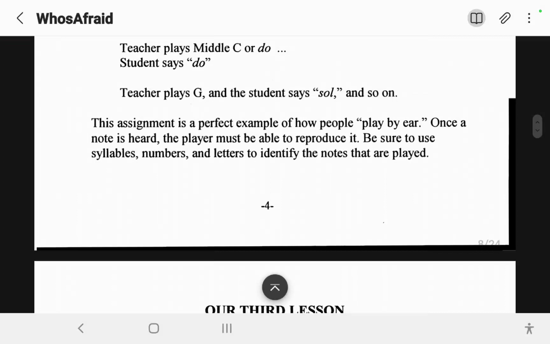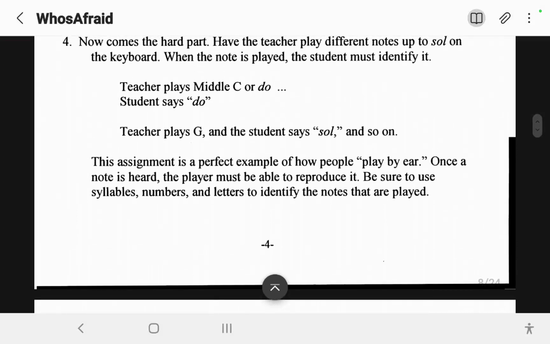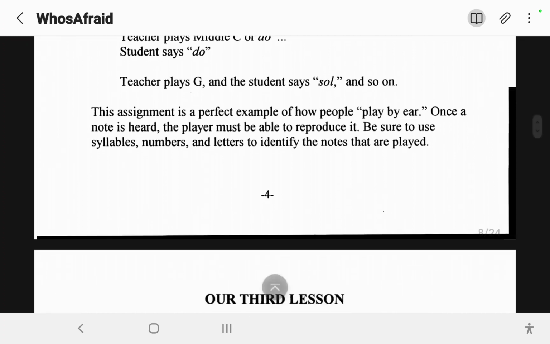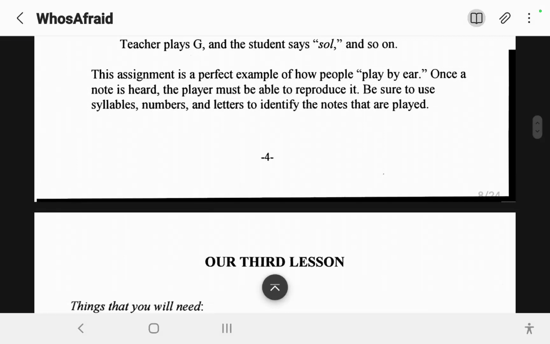Okay, and that's pretty much it. Oh wait, I think I gotta finish reading. There's a little paragraph here that I have to finish. Okay, this assignment is a perfect example of how people play by ear. Once a note is heard, a player must be able to reproduce it. Be sure to use syllables, numbers, and letters to identify notes that are played. So, that is the conclusion of lesson number 2.